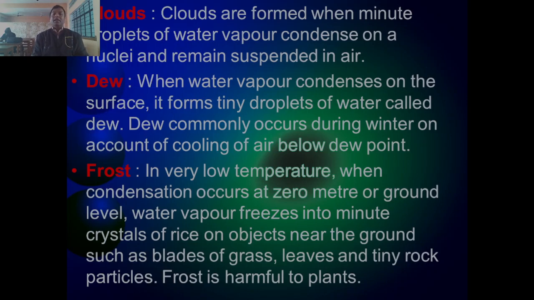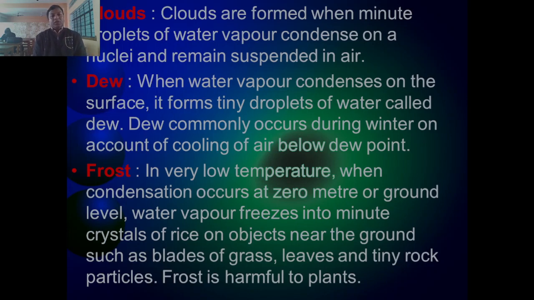Now after condensation, the many forms you can see here are clouds, dew, frost, fog, and mist. Let me first define what a cloud is. Clouds are formed when minute droplets of water vapor condense on nuclei and remain suspended in air. Why do they remain suspended? Due to dust particles, salt and smoke.